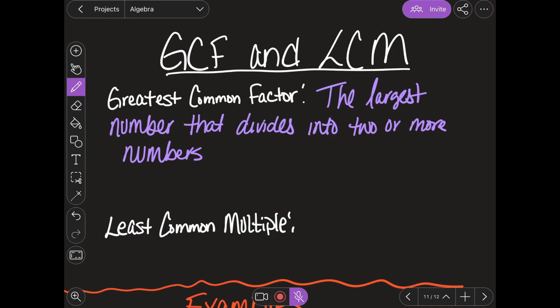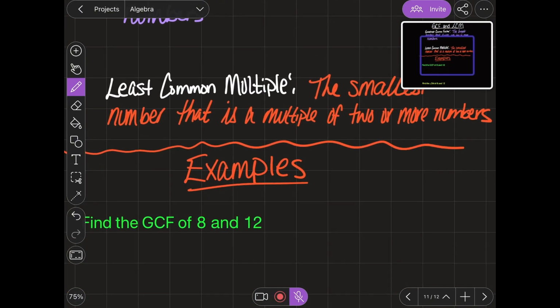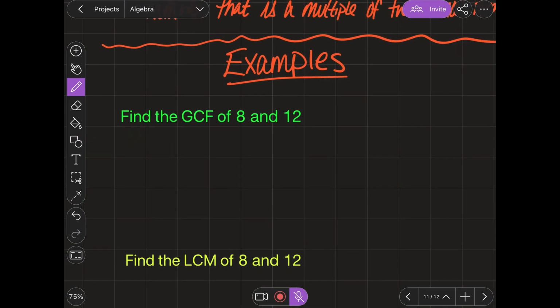And what is the LCM, or the least common multiple? The least common multiple is the smallest number that is a multiple of two or more numbers. Okay? All right. Let's go to our examples.